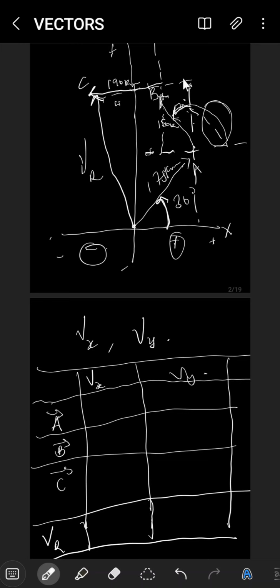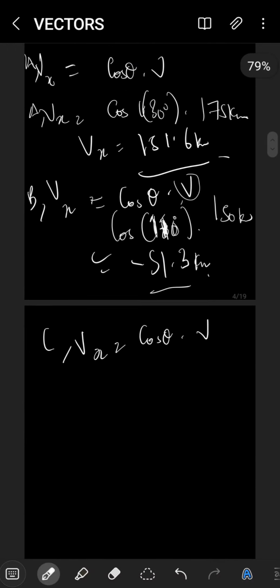Again, our angle should come from the positive x-axis, so we will travel from the positive x-axis till we meet the vector, right? Till we meet the vector, there, we make what angle? 180 degrees. Okay, so Vx for C is going to be cos 180 degrees multiplied by V, the magnitude, which is 190 kilometers. So cos 180 degrees multiplied by 190 is going to be -190 kilometers. This is Vx for C.